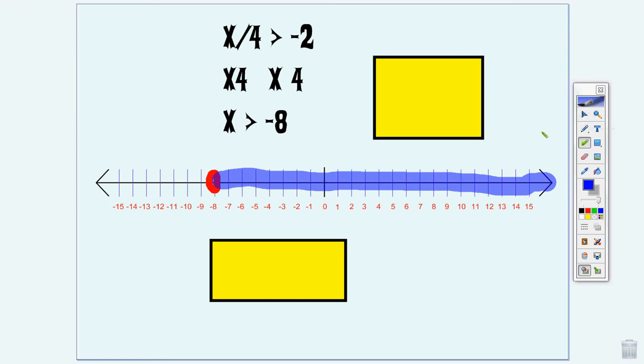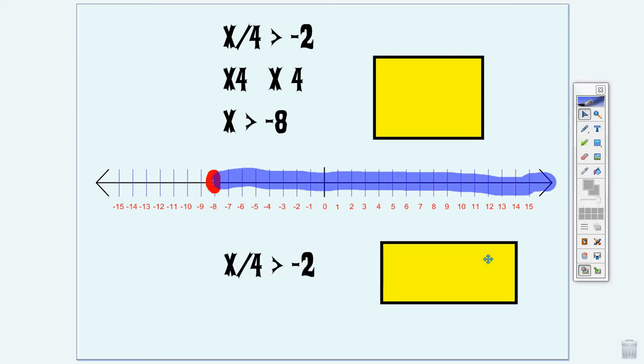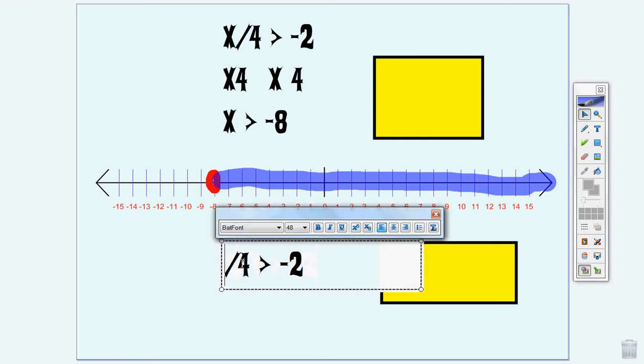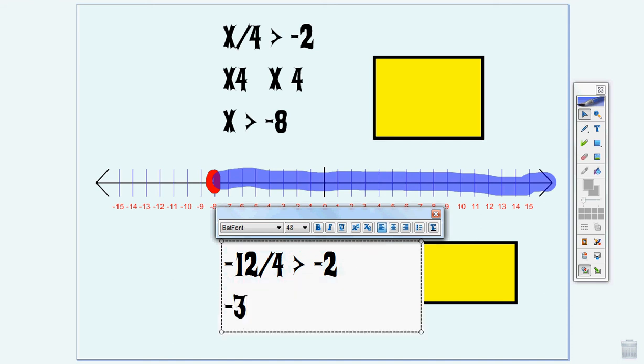We can also, just to show you again, pick negative 12. Negative 12 divided by 4, so that's not shaded. Negative 12 divided by 4 is negative 3, and that's not greater than negative 2. Therefore, that's why we didn't shade it.